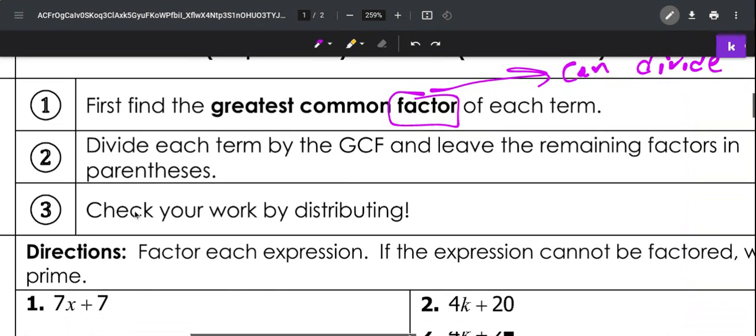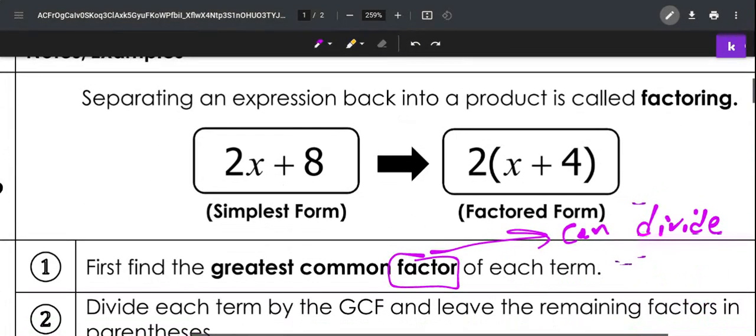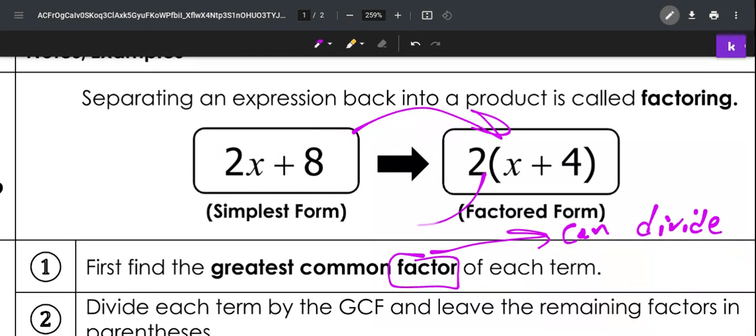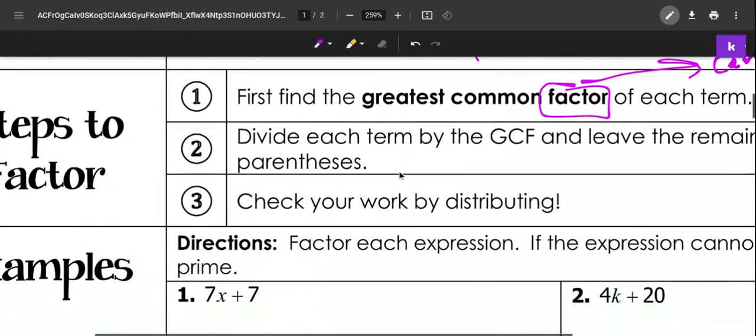And then notice what step 3 says, check our work by distributing. That means, like I told you up here, if we factor this into this factored form, we should be able to then distribute it back and get the version we started with. So it's like one big circle. So let's go through this slow, and then we'll try to speed it up.